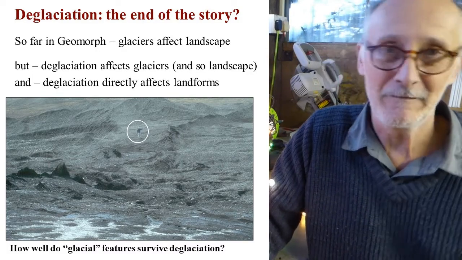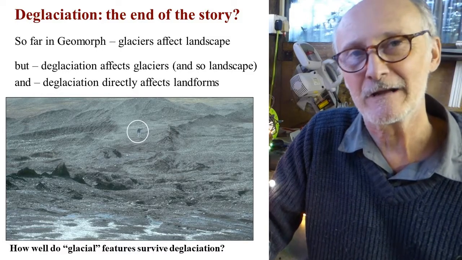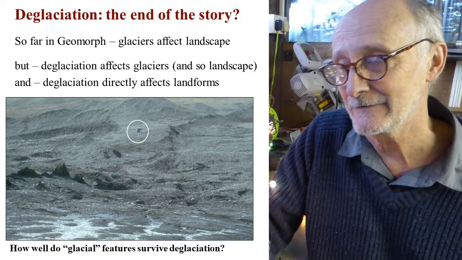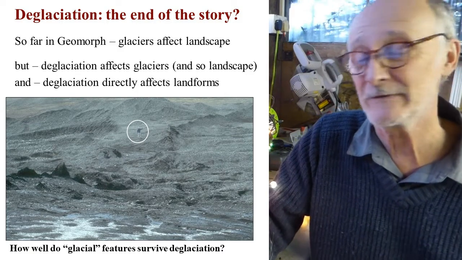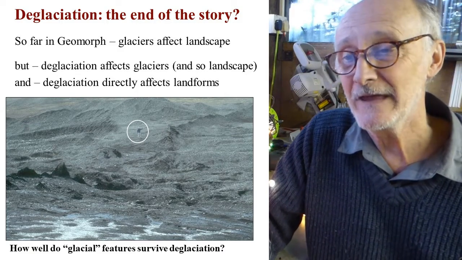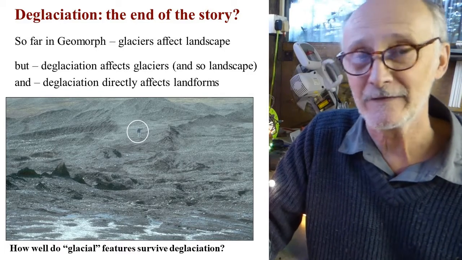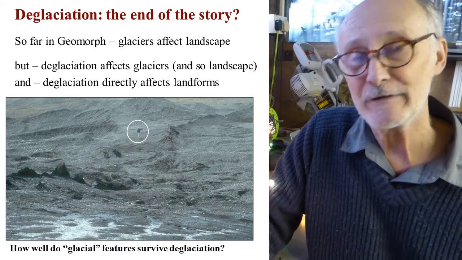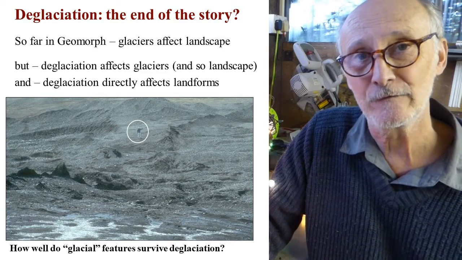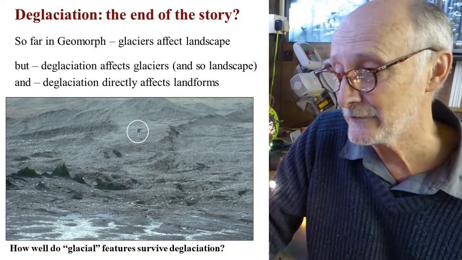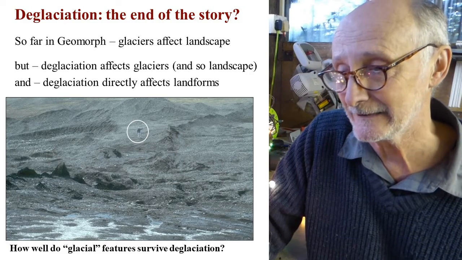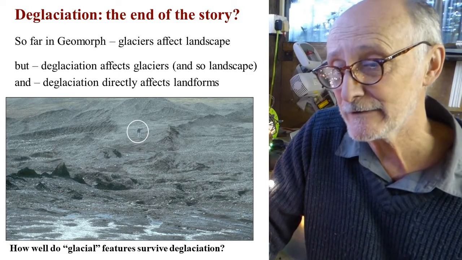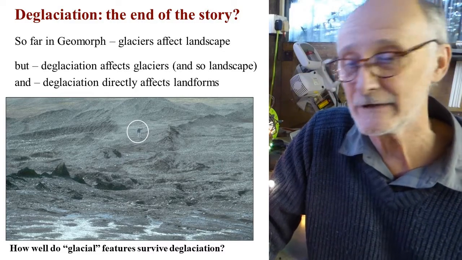And deglaciation, obviously, affects the glaciers, it affects the kinds of processes that are going on, the kind of environment that's existing around a glacier, lots of meltwater, for example, in lots of situations, and therefore that deglaciation, through affecting the glaciers, affects the landscapes also. But deglaciation also has a direct effect on landforms, including landforms that have already been created in the glacial setting. So the question really at this stage is, how well do glacial features survive deglaciation?